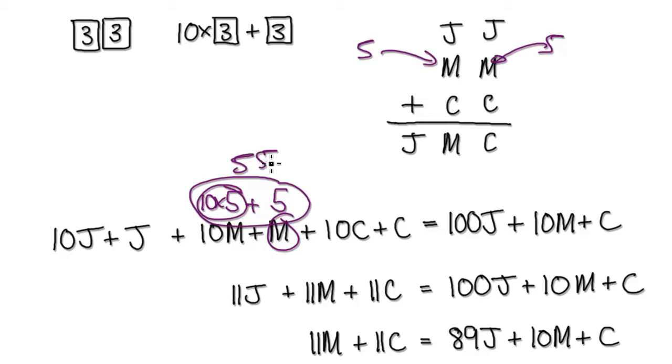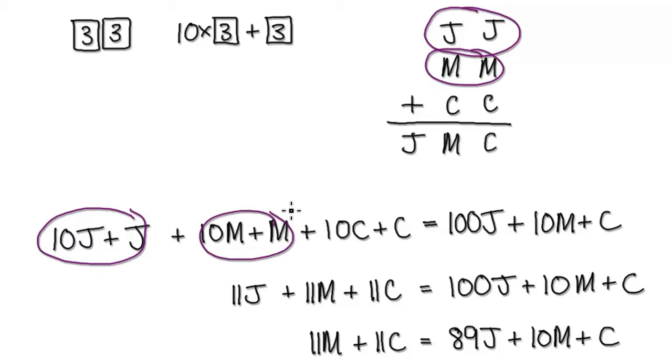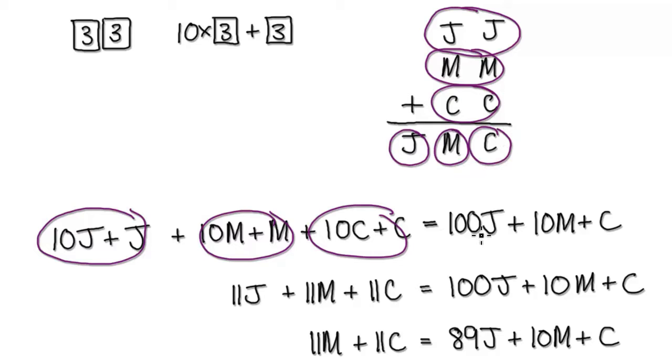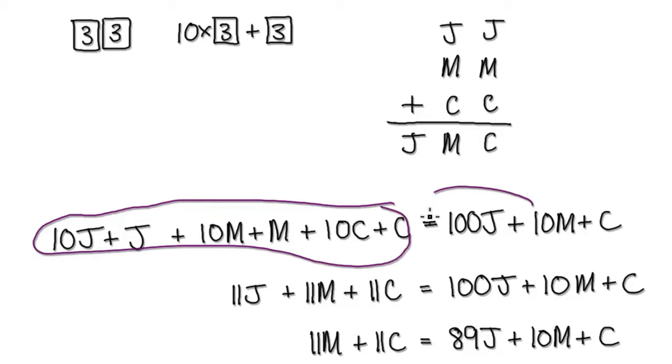This will create 55. The trick to doing this is to rewrite this as this, and then this as this, and then this as this. So this is like hundreds, tens, and then your single number here. Now it's just a matter of finding J, M, and C in such a way that this whole thing here equals this thing here.